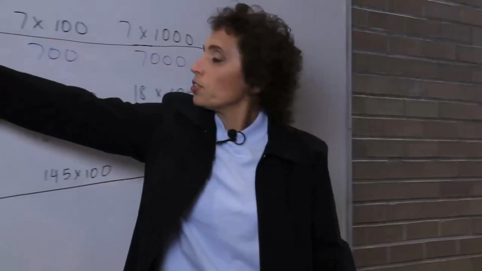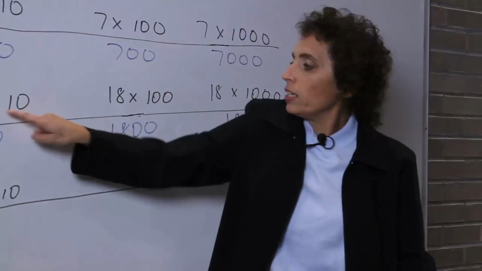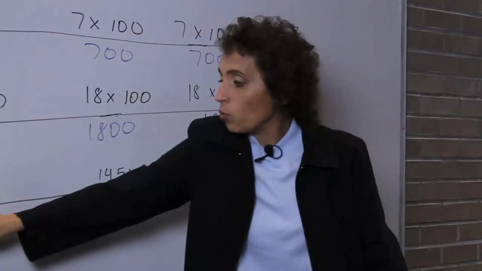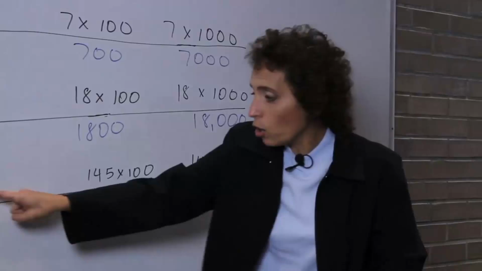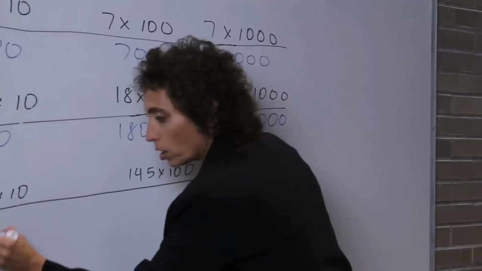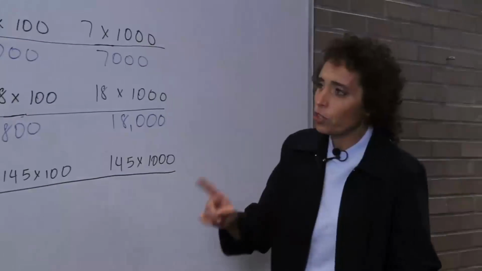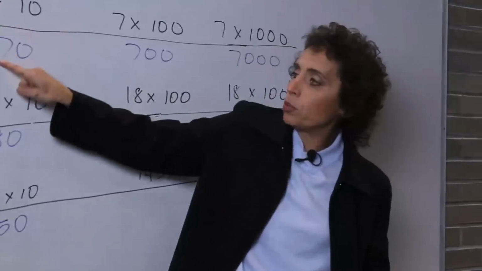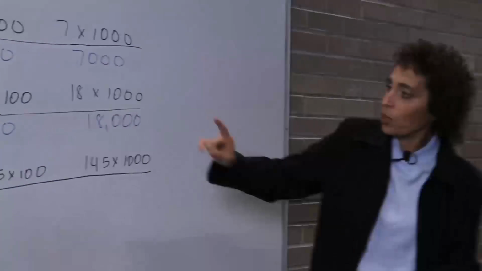So 7 times 10 is 70, 18 times 10 is 180. So 145 times 10, you want to take a stab in the dark there? Well, 1,450. Now, I want you to also notice what's truly going on. All that's really happening is the 7 times the 1 is being multiplied, and you're adding the 0. That's going to come in handy in a minute, whether you know it or not.